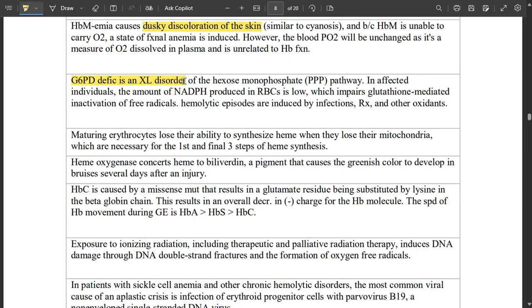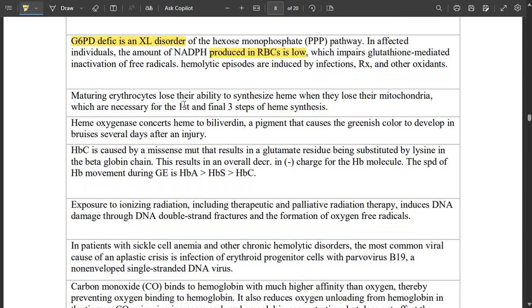But in this deficiency, there is high oxidative stress, because the NADPH produced via the PPP is affected. In affected individuals, the amount of NADPH produced in RBCs is low, which impairs glutathione-mediated inactivation of free radicals. Hemolytic episodes are induced by infections, drugs, and other oxidants.